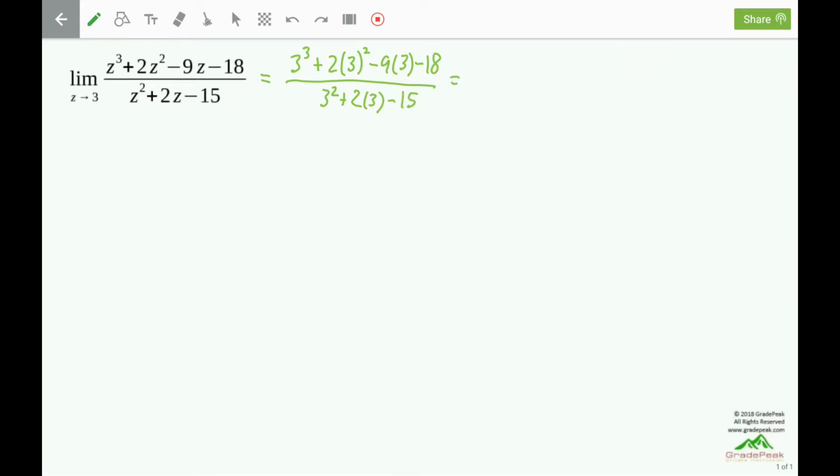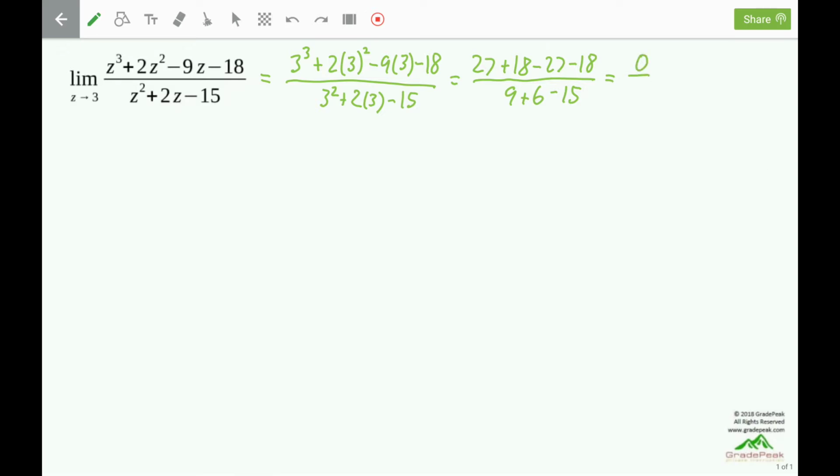In the numerator, 3 cubed is a 27. 2 times 3 squared is an 18. Negative 9 times 3 is a negative 27, and then minus 18. In the denominator, 3 squared is a 9. 2 times 3 is a 6, minus 15. In the numerator, the 27's cancel and the 18's cancel.